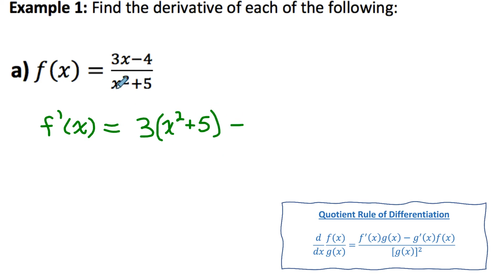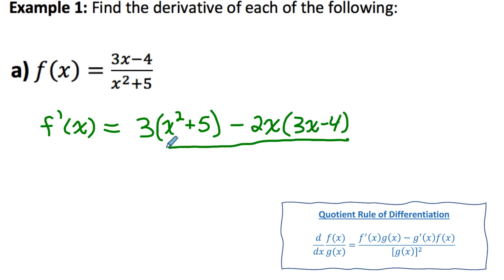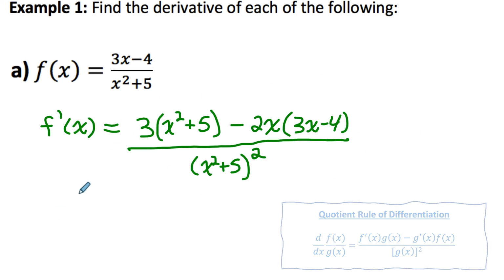minus, then I do the derivative of the bottom function. So the derivative of x squared plus 5 is 2x. Multiply that by the top function, 3x minus 4. And then that all gets divided by the bottom function, x squared plus 5, squared. Don't forget to square the bottom function. So that is the derivative. We just have to simplify it.